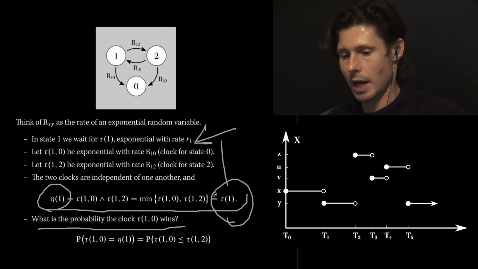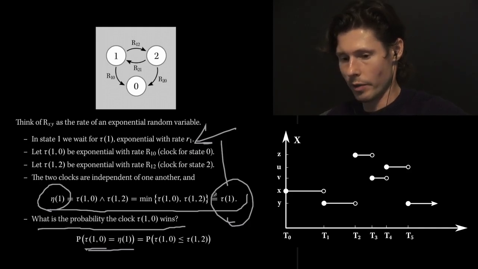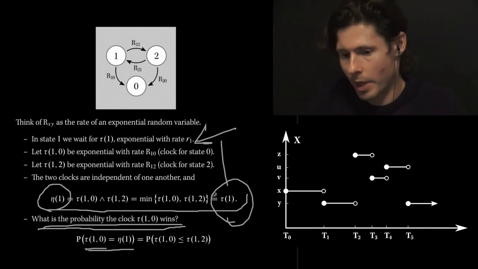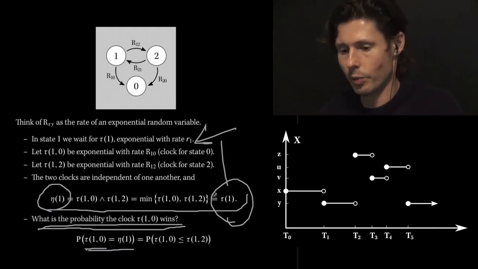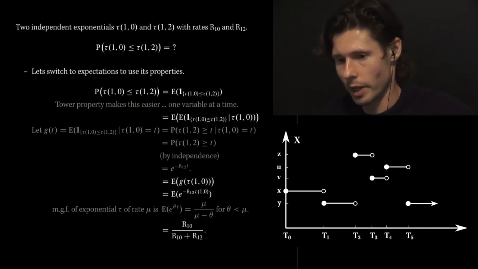So in other words, if tau 10 is the smallest, meaning that it's equal to eta, then we're going to transition to state 0. And conversely, if tau 12 is the smallest, meaning tau 12 is equal to eta, then we're going to go to state 2. The sum of those two possibilities is obviously going to be 1, so we only need to look at just one of them. What is the probability that the clock associated with tau 10, the transition to 0, wins? This is the probability we're going to have to work out. So let me walk you through that calculation.